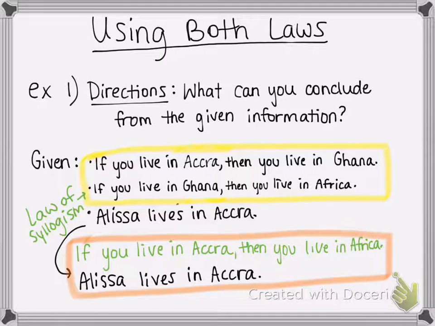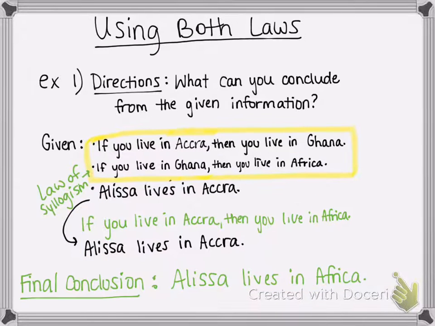So remember, the law of detachment says that your hypothesis needs to match your statement. If you live in Accra and Alyssa lives in Accra, since those are the same thing, then you can make a conclusion about Alyssa. And that conclusion is going to be Alyssa lives in Africa. Okay, and that would be your final answer. Alright, let's check out example 2.